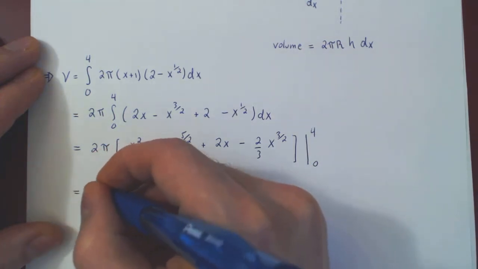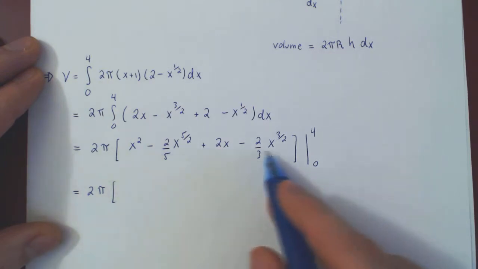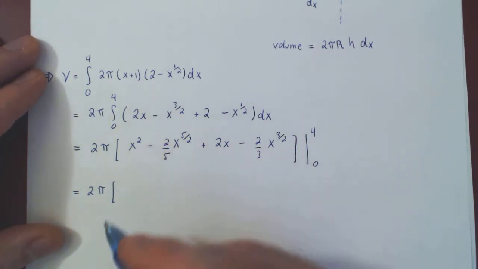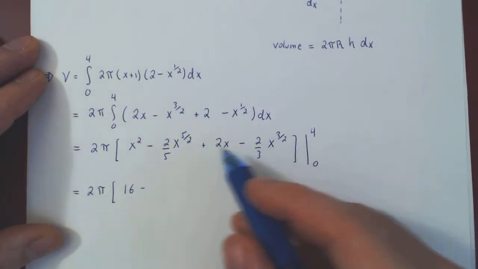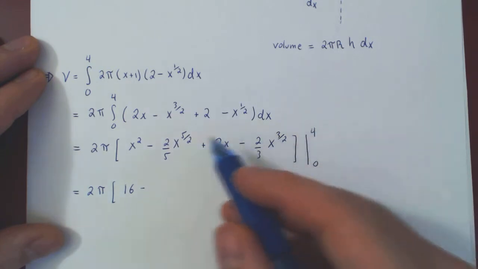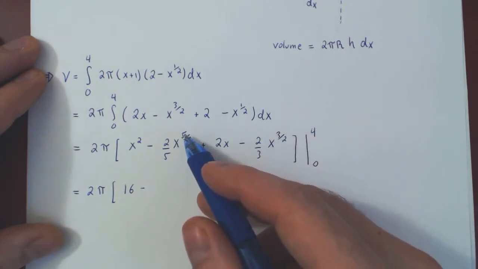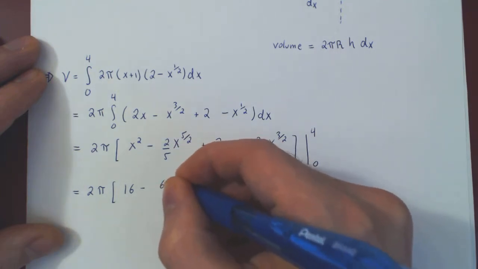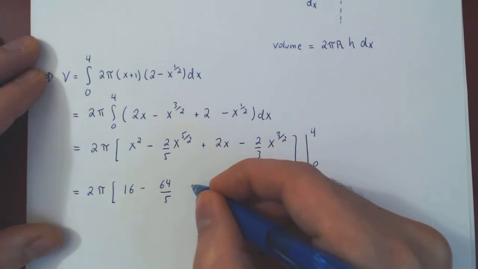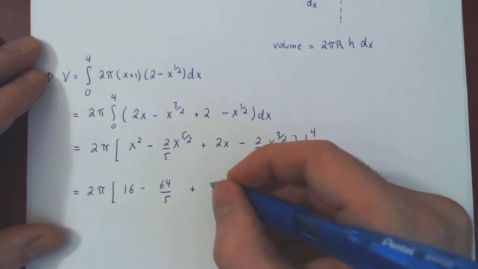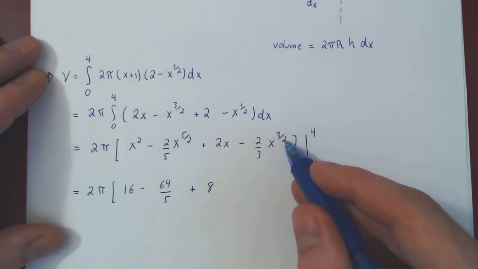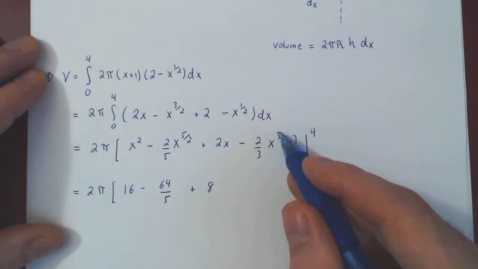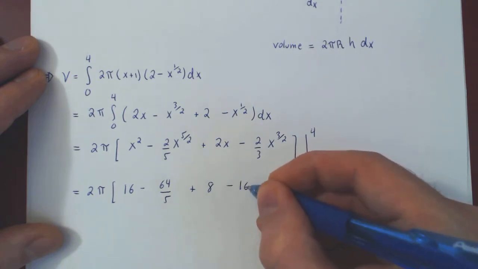So we get 2 pi. Now we replace x by 4, so what do we have? 4 squared is 16, minus 4 to the 5 over 2. Take the square root of 4 first, gives you 2. 2 to the 5 is 32, times 2 is 64. So minus 64 over 5, plus 2 times 4 is 8, so plus 8, minus, and here again, 4 to the 3 half, take the square root first. Square root of 4 is 2, 2 cubed is 8, 8 times 2 is 16, so minus 16 over 3.